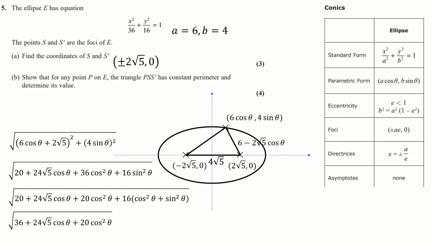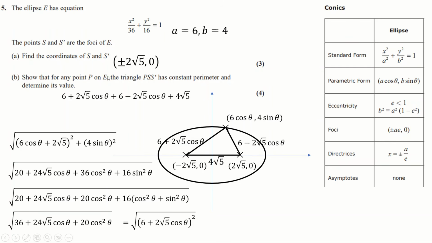Do exactly the same system. You get this, it factorizes to this, they cancel out. Technically you need a modulus, but I don't care. And then you just add together the lengths, and this, of course, cancel. This is why the modulus didn't matter. 6 plus 6 is 12 plus this, and you get the answer here, which is good.